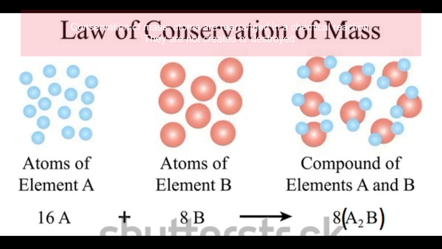If we want to write down how many atoms of element A, we count the number of blue ones: 16, so we write 16A. For element B, we want to write the number of atoms, so we put 8, we get 8B. Then they join together, that's the arrow, they cause a reaction where they form a compound, and we get A2B.